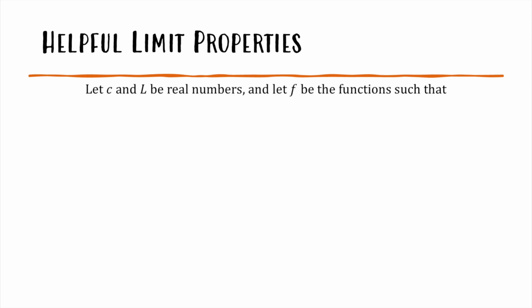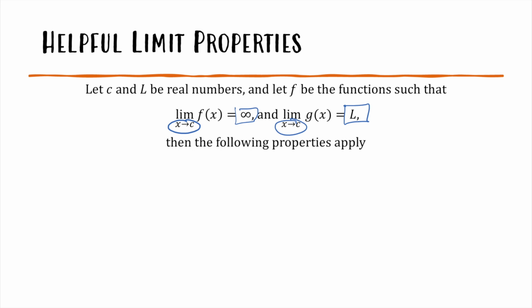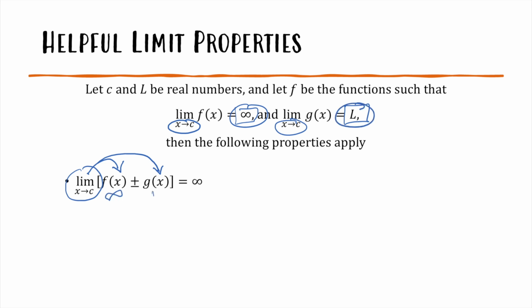Helpful limit properties. Let c and L be real numbers and f and g be functions such that f and g are both headed towards some x value of c. However, the graph of f of x as it approaches c goes to positive infinity, and the graph of g of x as it approaches c goes to L. Then the following properties apply. Remember, when we learned about limits, we learned that we can sort of distribute this limit through, okay? And so the limit as x approaches c of f of x is infinity, and as it approaches, g of x is L.